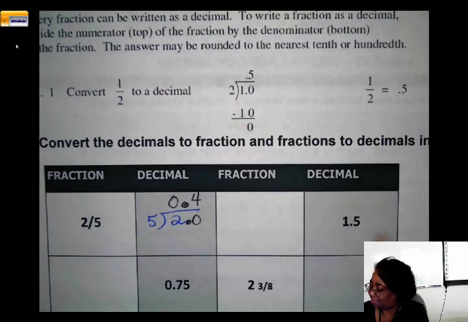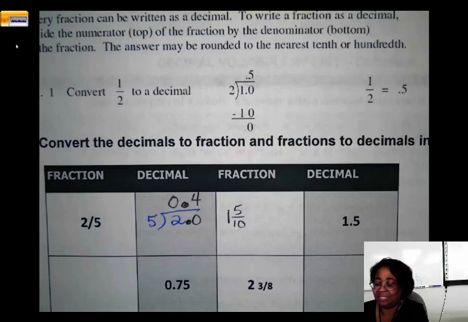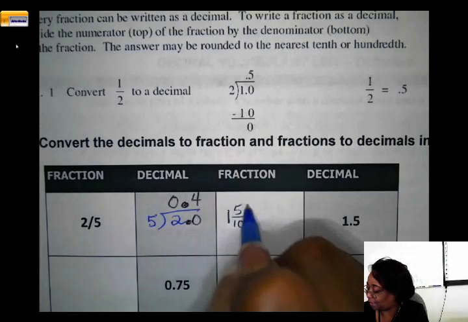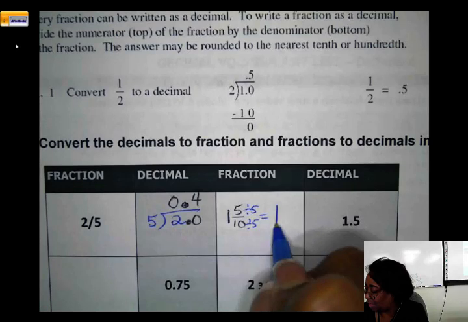Now on this decimal, just read this decimal out. This is 1 5/10. Write that down. But 1 5/10 can be reduced by 5, which will give me 1 1/2.